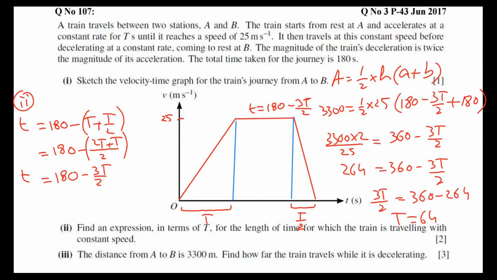Alhamdulillah rabbil alameen. The question asks how far it travels while decelerating. So I need to find the area of the last triangle, and this time I know is 32, and this height I know is 25. So half into base into height: distance is half into base, where base is 32 and height is 25. Let's see what answer comes. Alhamdulillahi rabbil alameen, 400 meters is the distance while it was decelerating, and the question is completely done.